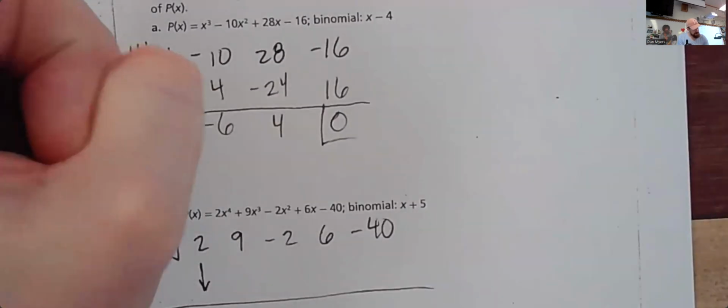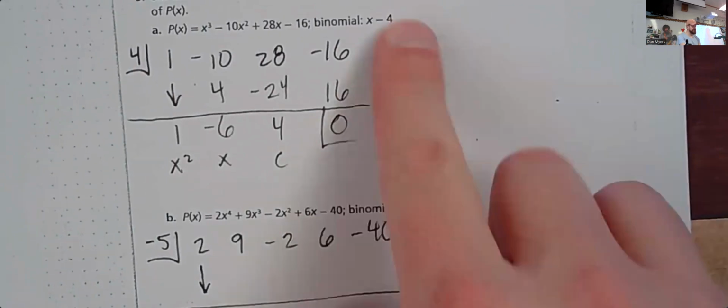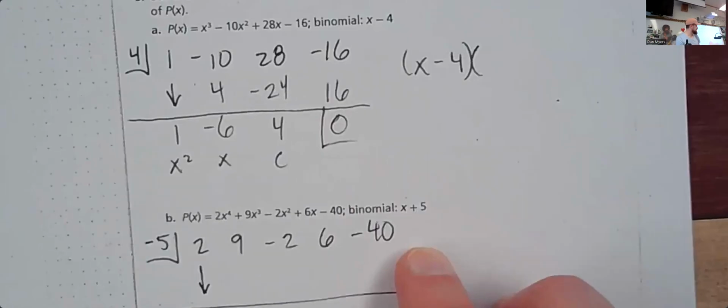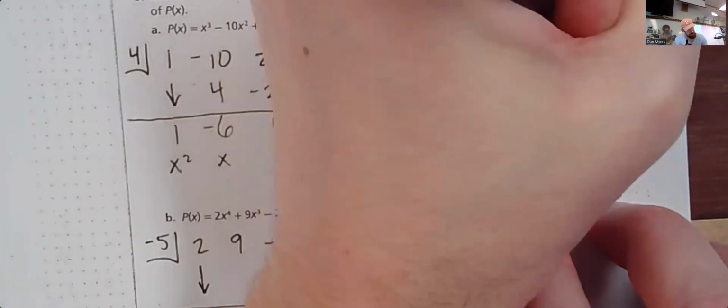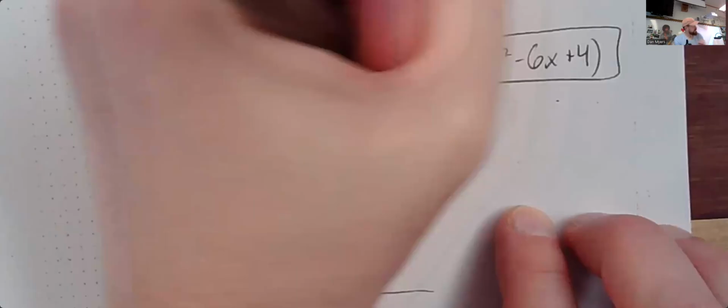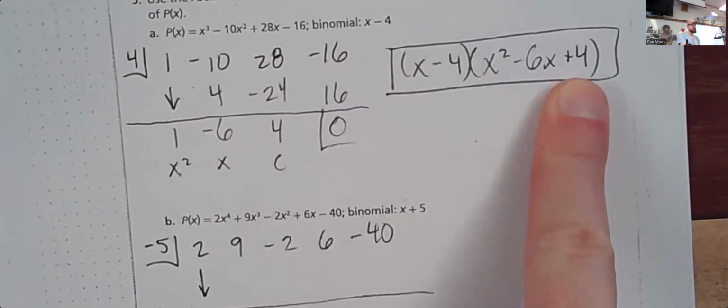It's a factor, so we need to write it in factored form because it is a factor. So here's our x squared, here's our x, here's our constant. So we take our original binomial that we divided by, x minus 4, and we multiply it by the quotient, which is x squared minus 6x plus 4. That is the answer for part A. Any questions on A? Remainder 0. This is a factor. That's factored form.